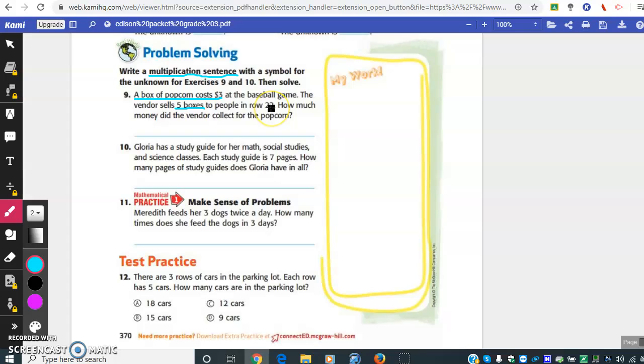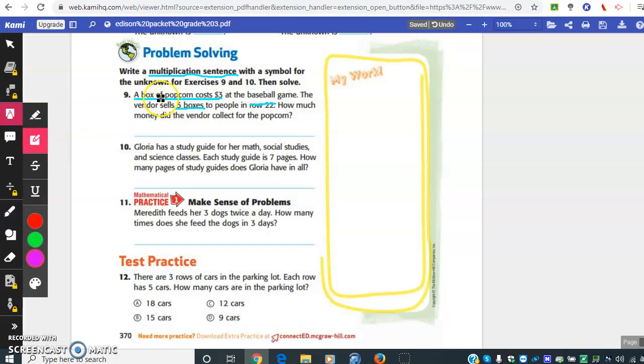The 22 tells me nothing about popcorn, nothing about how much it costs, and nothing about how much was sold. This information right here, the row 22, is what we call extraneous information. It's there just to confuse you and catch you off guard. We don't need it. I don't care what row those people were sitting in. All I care about is how much each box of popcorn costs and how many boxes the vendor sold.